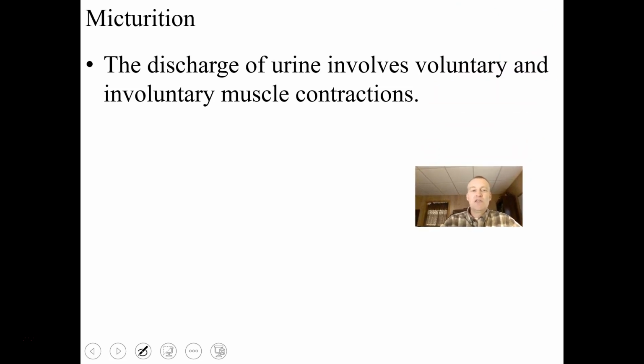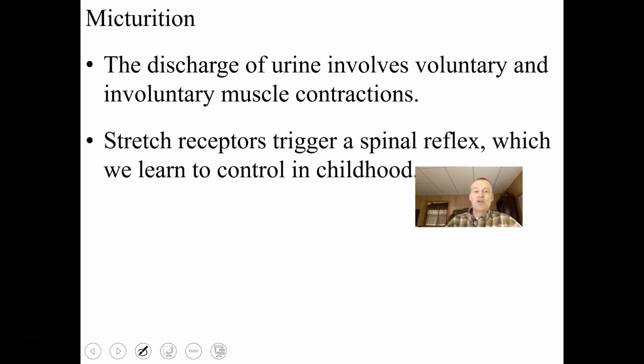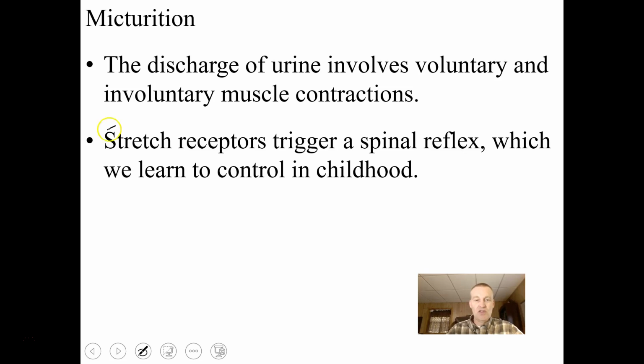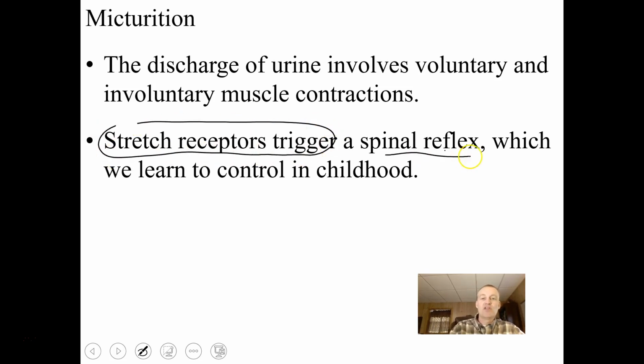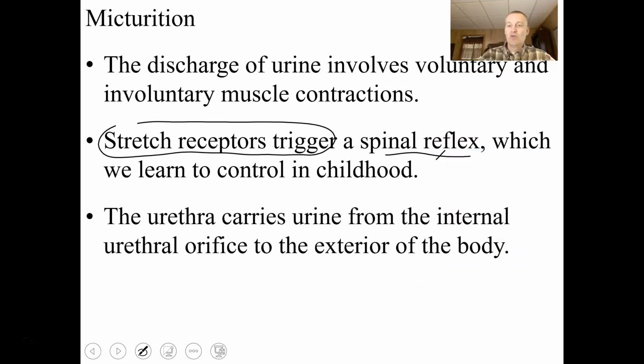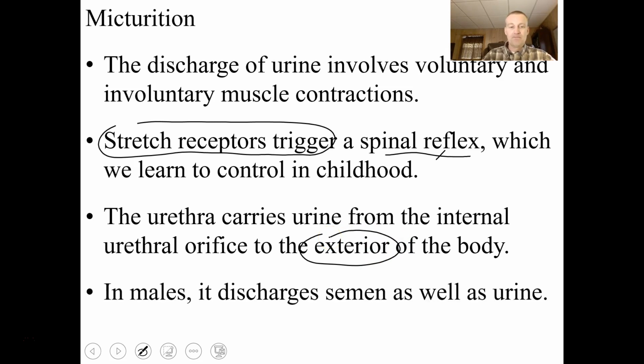Micturition is the name we give urination. This is a scientific name for urination. And this is the discharge of urine, and it involves voluntary and involuntary muscle contractions. So there are stretch receptors that trigger a spinal reflex for urination. We control this or learn to control this in early childhood. The urethra will carry urine from the internal urethral orifice to the exterior of the body. In males, it discharges semen as well as urine, so there are multiple tubes that come together in the urethra.